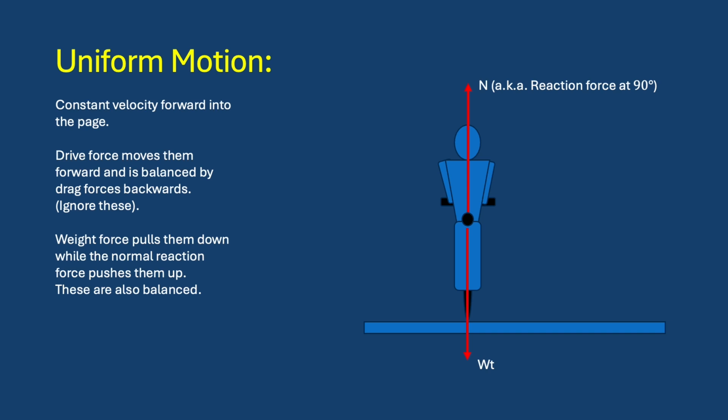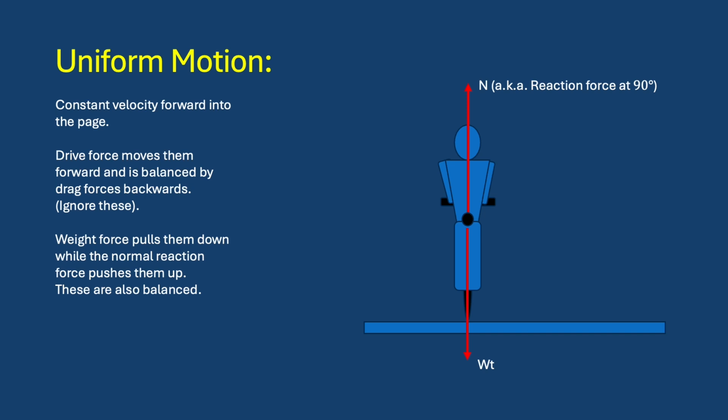A couple of words about the normal force. The normal force is a special case of a reaction force. The reaction force is the ground acting on the cyclist, pushing the cyclist up. The normal force is a special case of the reaction force in which it's acting perpendicular to the surface of the ground. In this case, we have a normal force.